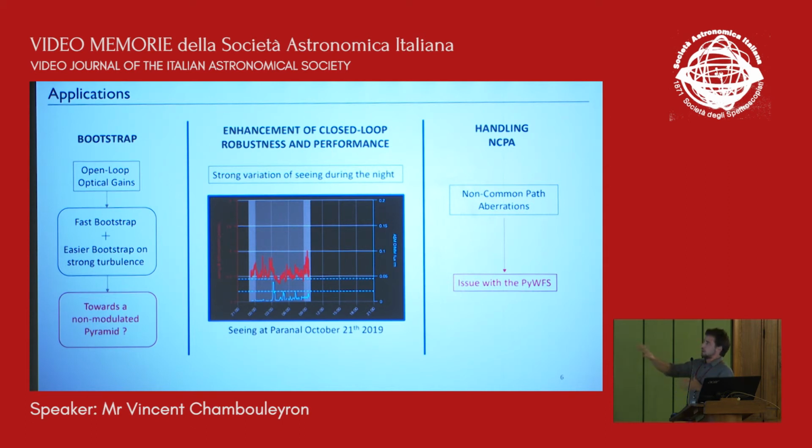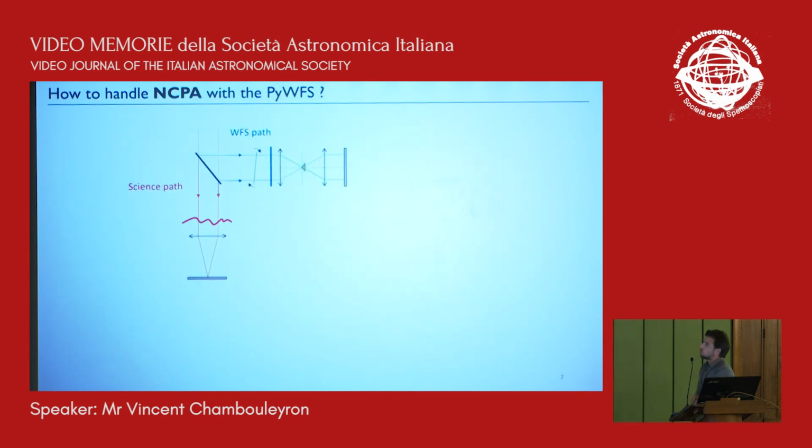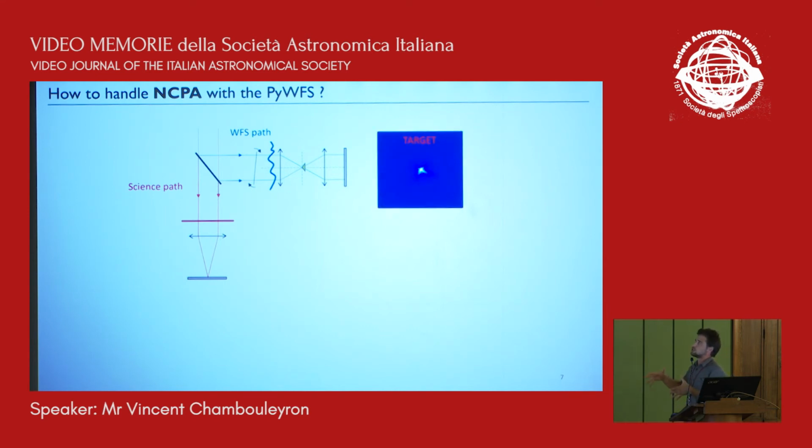So here, I will just go on with the NCPA just to show an example of the application of the modulation camera in simulation and what we can do with that to handle NCPA. So quickly, with the NCPA, there is a difference between the science path and the wavefront sensing path. If we want to compensate for the NCPA, we have to put a non-flat wavefront on the pyramid wavefront sensor. That means if we image the PSF on the pyramid, what we want is a target which is a distorted PSF, so that we have a really nice PSF on our science path.